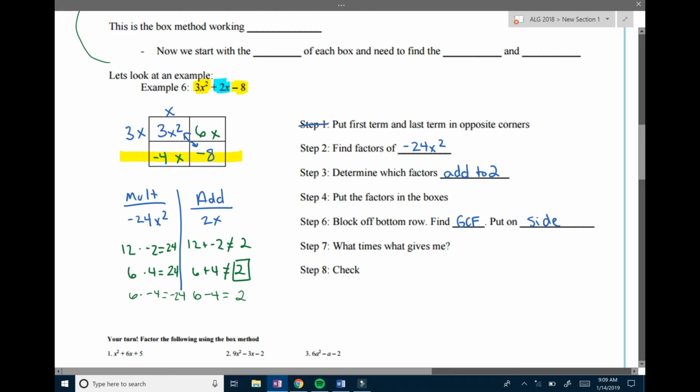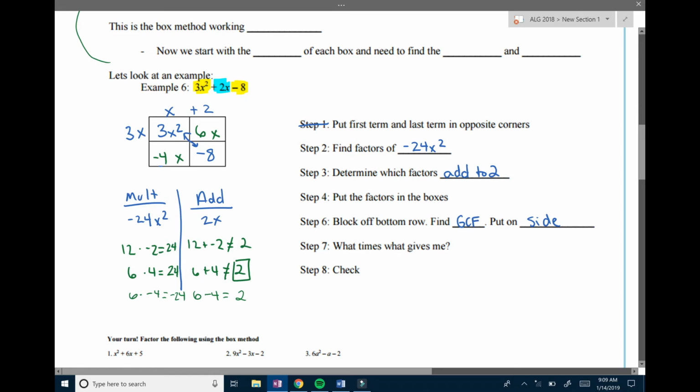Now 3x times blank gives you 6x. What times 3x gives you 6? Well, plus 2. 3 times 2 gives you 6. Drop down that x, 6x.